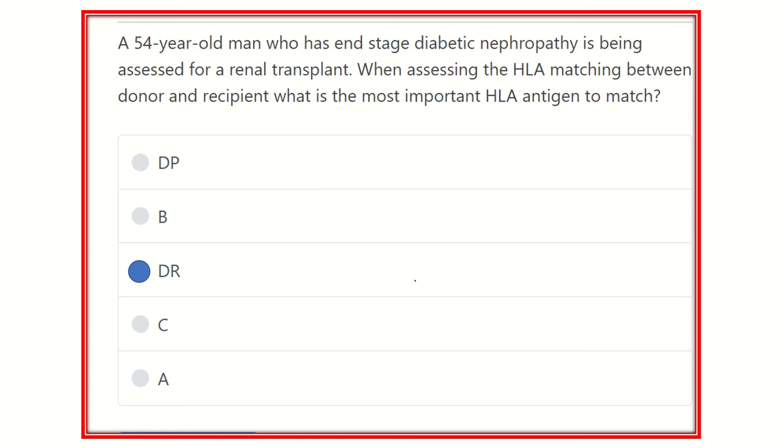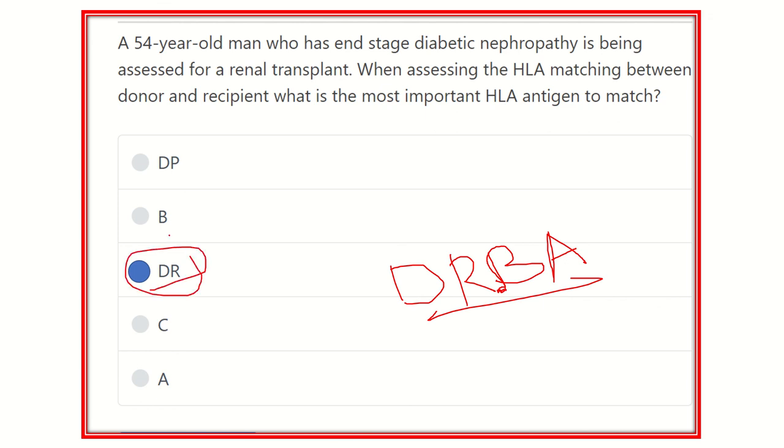So the sequence is D R B A, or Dr. BA. This sequence is very important, and it is also important for the MRCS exam. So finally our answer is DR.